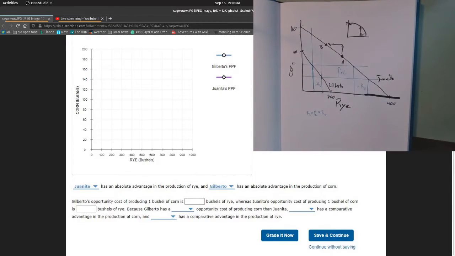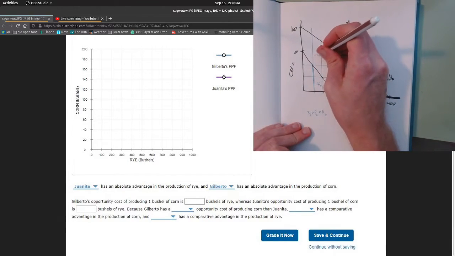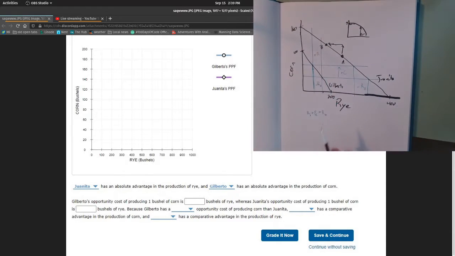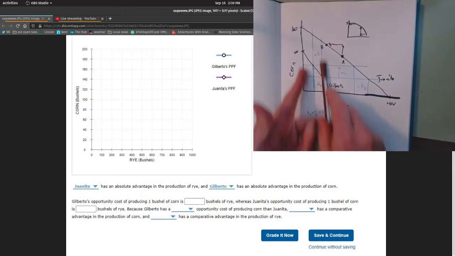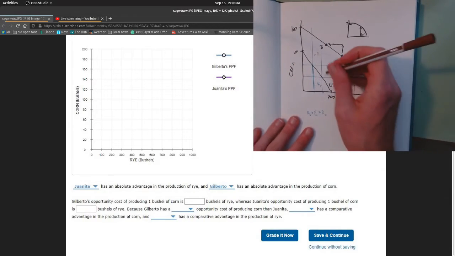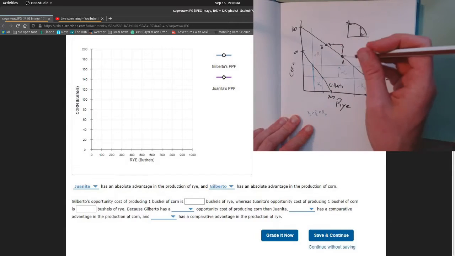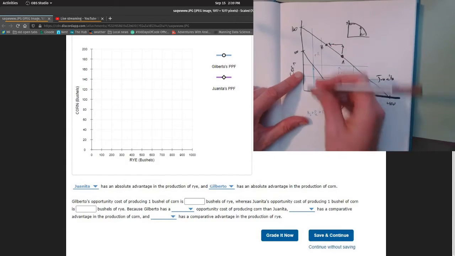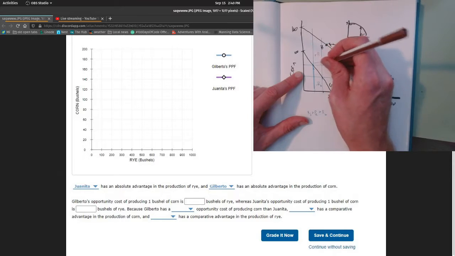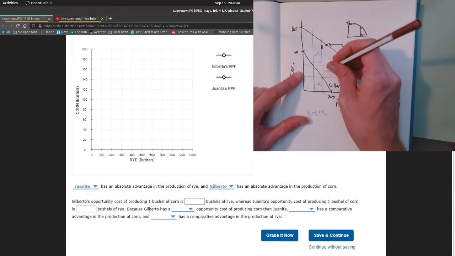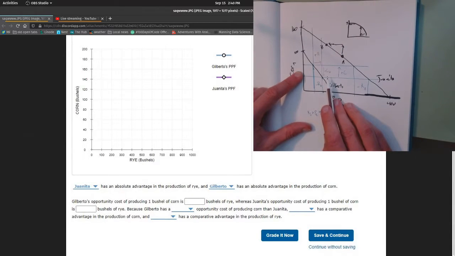So now let's use a different color, and we'll say plus R for some amount of rye. Maybe this is 80 units of rye, maybe it's 1 unit of rye. We don't have to worry so much about the numbers, but since these are two parallel lines crossing both of their PPFs, we can see that for Gilberto, he's going to have to give up some corn. So if he wants more rye, he's going to lose some corn, and that amount we could call minus CG, for cost of corn for Gilberto.